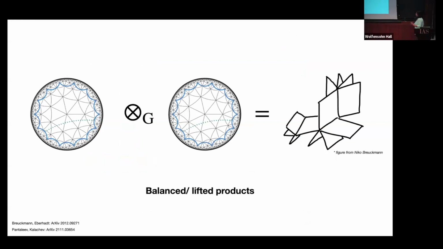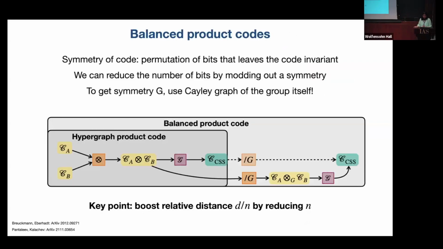But then very soon after that work, which first broke that barrier, it was developed how to take this kind of balanced or lifted product, where you basically have to have input codes which have some enhanced symmetry, okay? And then you take this product and then you mod out that symmetry, and by modding out that symmetry, you can boost this distance, okay? So that's what this is showing here, where I had my hypergraph product code, and then I have to do one extra step in it, which is to mod out the symmetry and then gauge it, and then I get this good quantum code, okay?